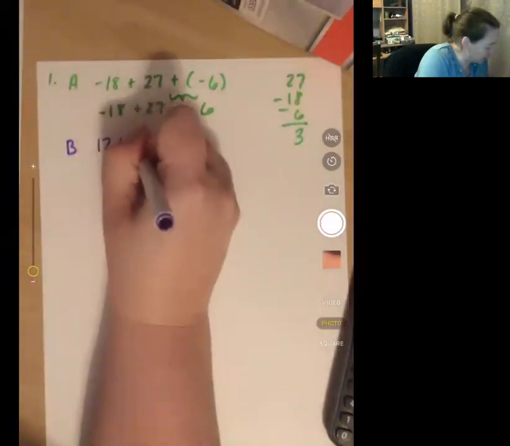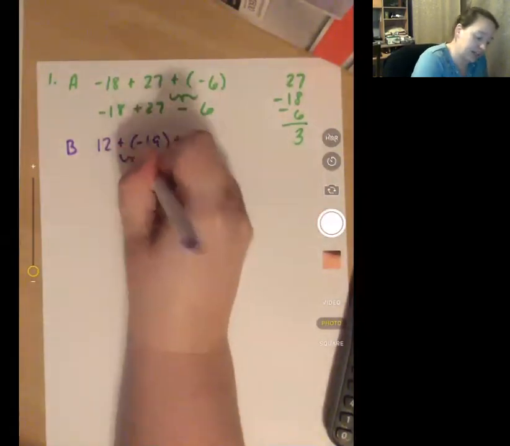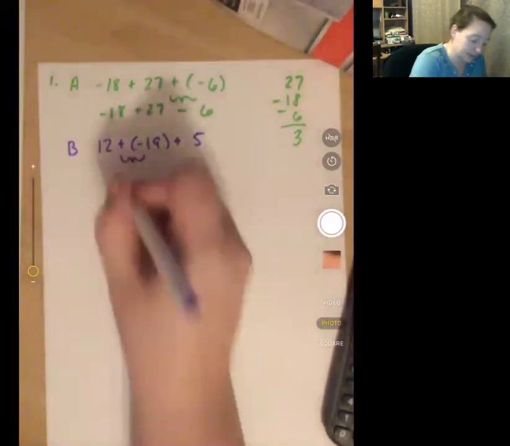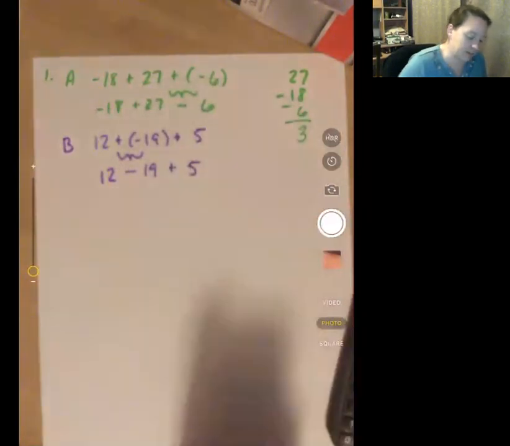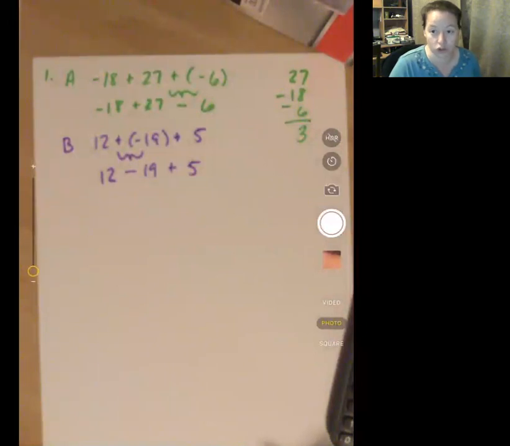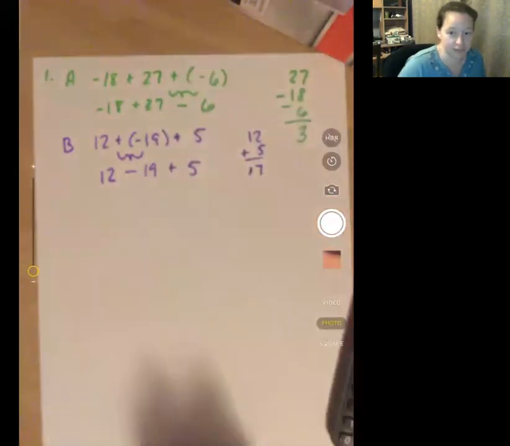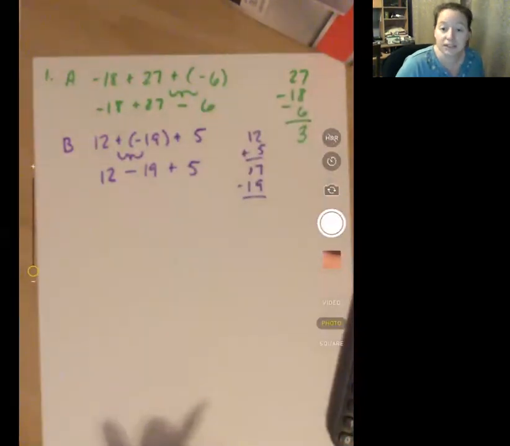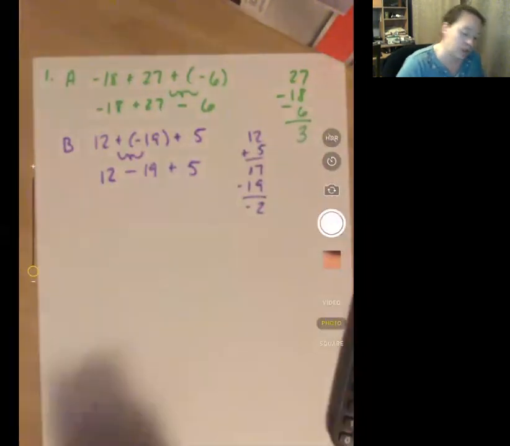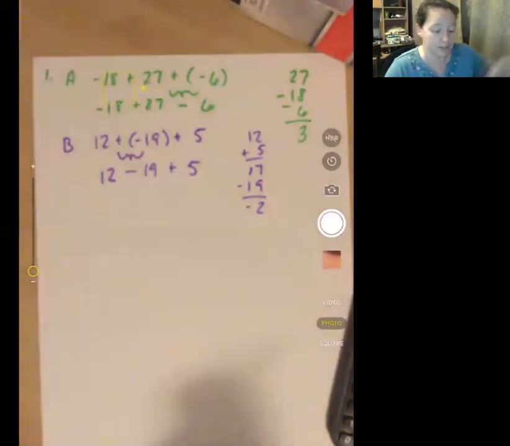12 plus a negative 19 plus a 5. Again, the positive and the negative go together to make a negative. So it's 12 minus 19 plus 5. I'm once again going to move things around so they're doing what I want them to do. My 12 plus 5 gives me a 17. And then I'm going to subtract the 19 from that. 17 minus 19 is a negative 2. That will end up being a negative number. So no, that one is not going to be positive.